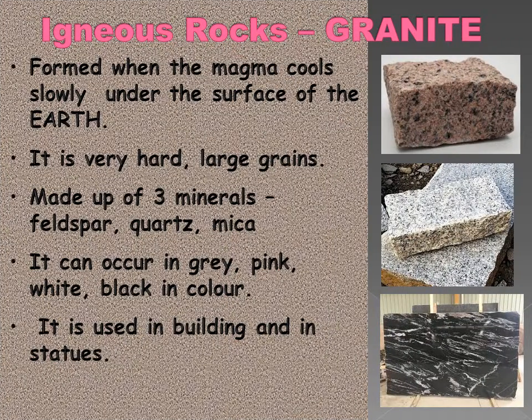Granite usually comes under the igneous rocks category. It is formed when the magma cools slowly under the surface of the earth. It is very hard and forms large grains. It is usually made of three main minerals called feldspar, quartz and mica. It usually occurs in various colors such as grey, pink, white or black. It is commonly used in buildings as well as in construction of statues.